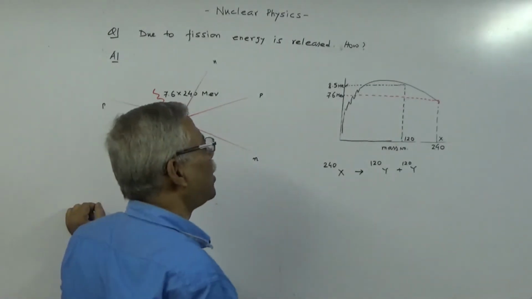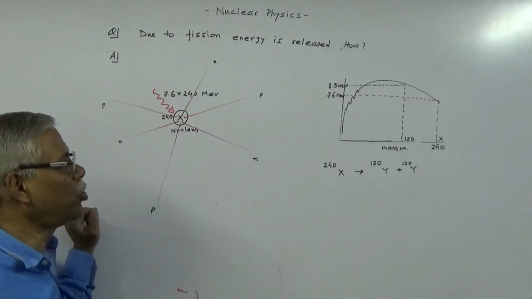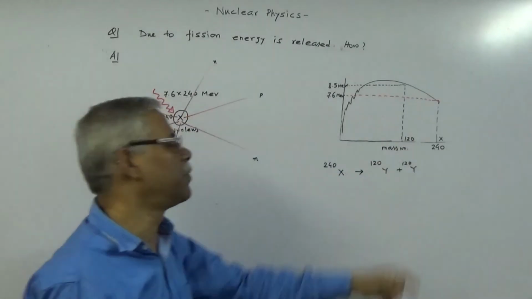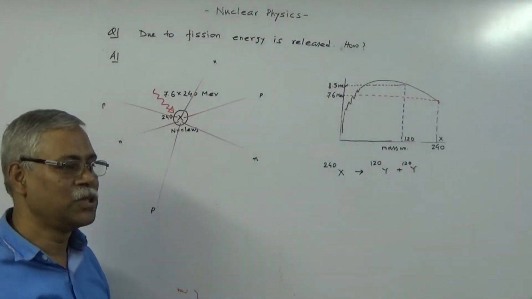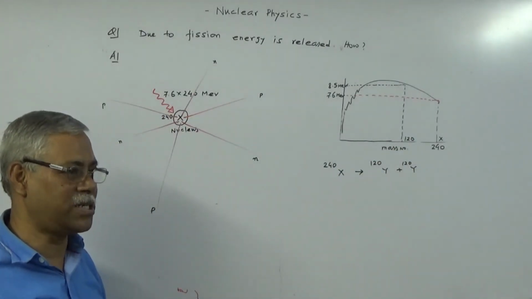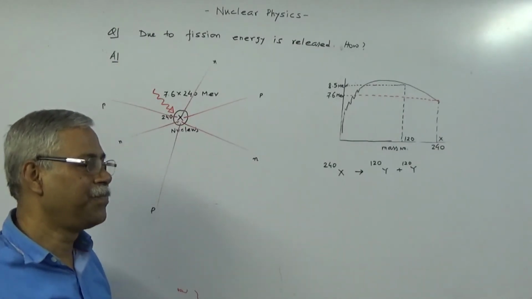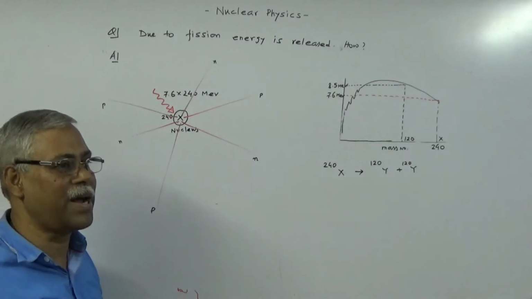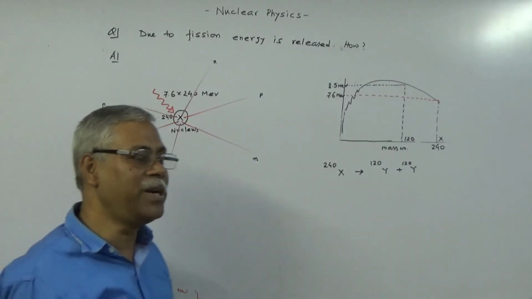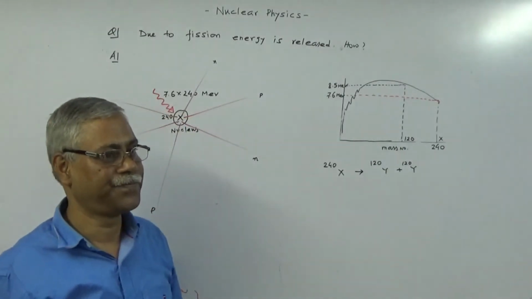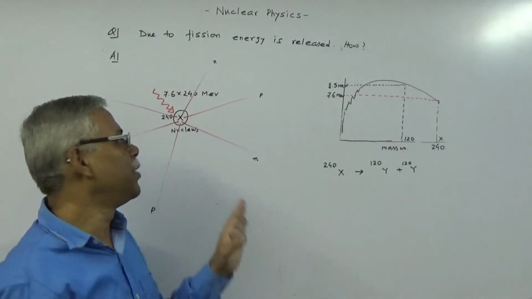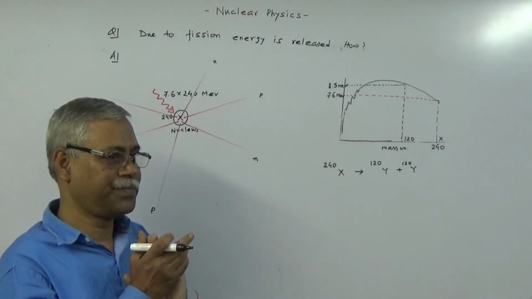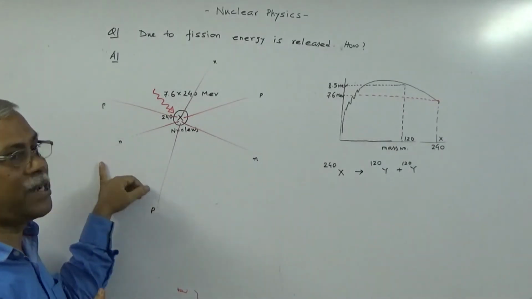Now you are bringing them together in order to form a nucleus of 120. So this time energy will be released. If you find that the released energy is greater than the supplied energy, then there will be a net release of energy. You got my point? First of all, you are supplying energy. How much energy have you supplied?